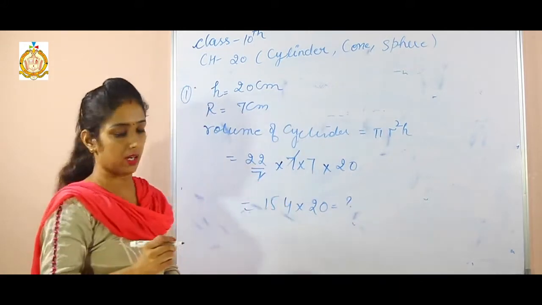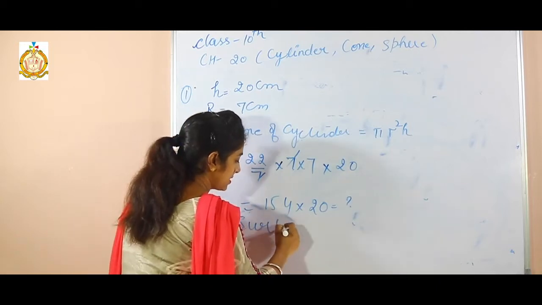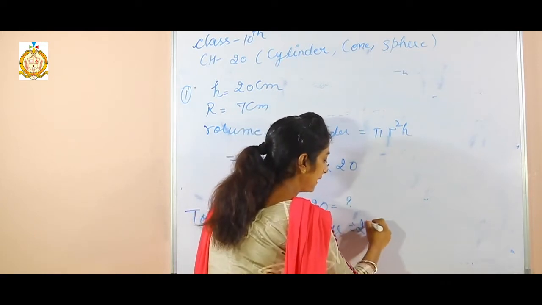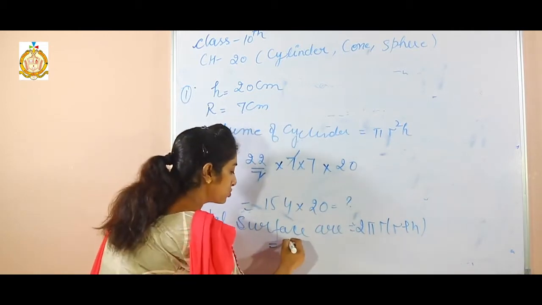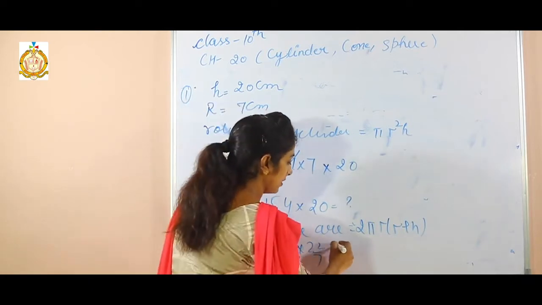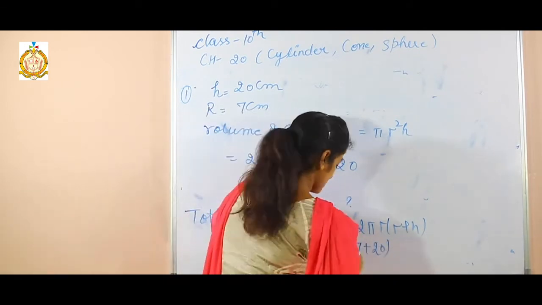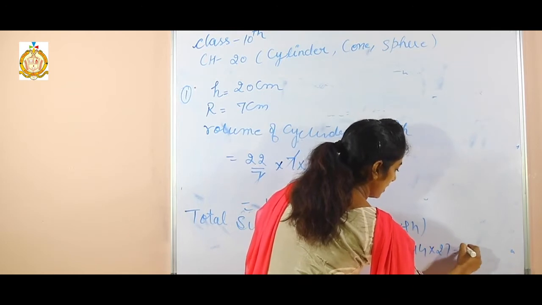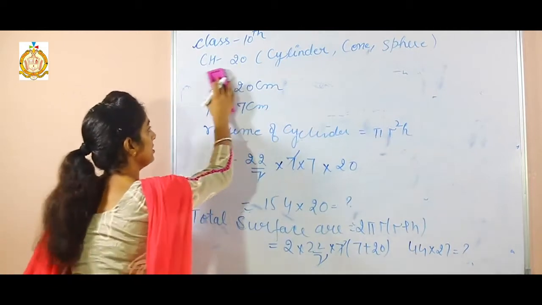Total surface area. Now total surface area is 2 pi r (r plus h). Now 2 multiplied by 22 by 7 into r which is 7, and 7 plus 20, right? Here 7 and 7 cancel. There is 44 multiplied by 27. After multiplying you get the answer. Now come to the next question.